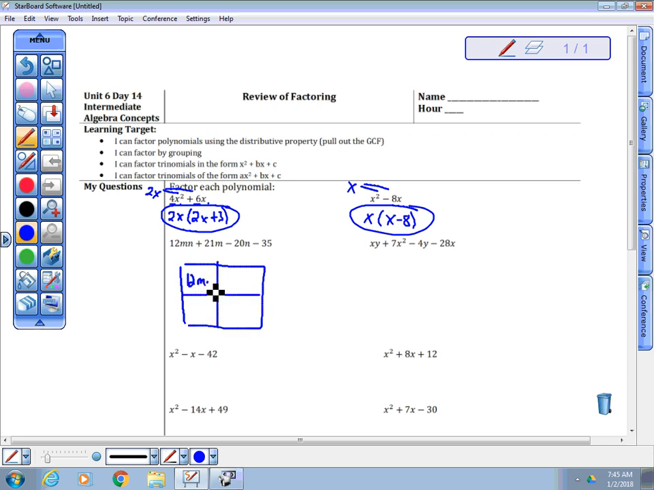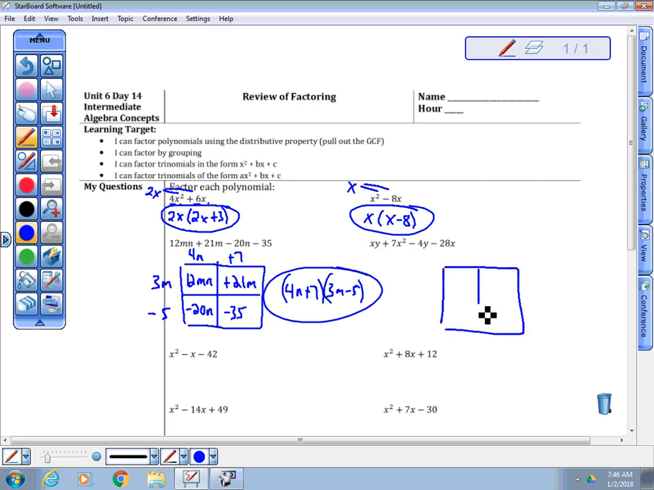Now here, what we're going to do is make our box. We'll put the 12mn, the plus 21m, the minus 20n, and the minus 35. So up and down, looks like I have a 4 that'll go in the 12 and 20, as well as an n. Up and down looks like a plus 7. Across looks like a 3 and an m, and across looks like a minus 5. So the answer is 4n plus 7 and 3m minus 5.